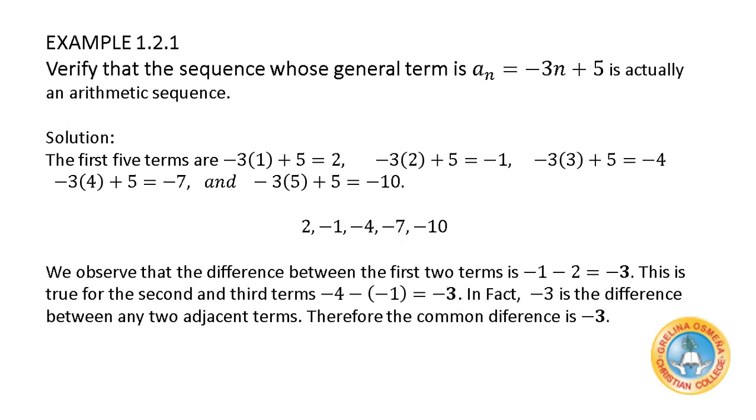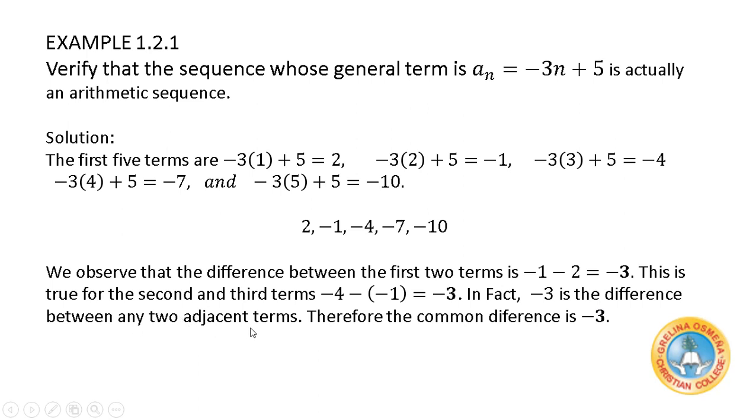We observe that the difference between the first two terms, we have 2 and negative 1. So when we subtract, negative 1 minus 2, that is negative 3. This is true for the second and third term and so on. So when we have this, negative 4 minus negative 1, that's negative 3. Both are negatives, diba? So subtract. In fact, negative 3 is the difference between any two adjacent.